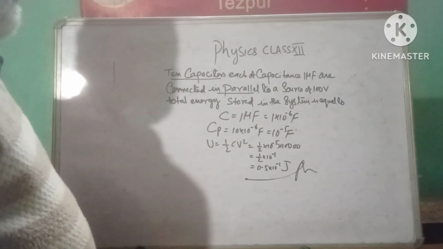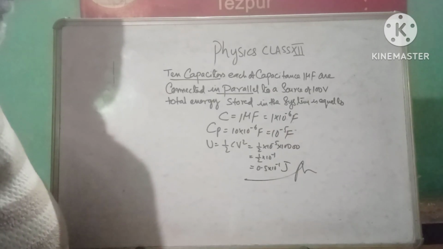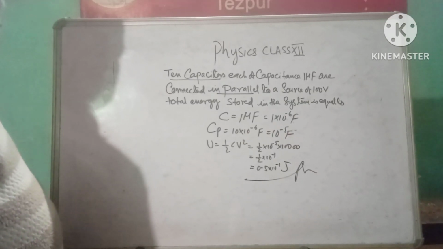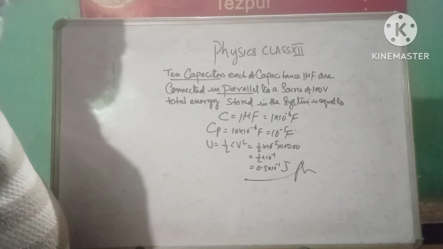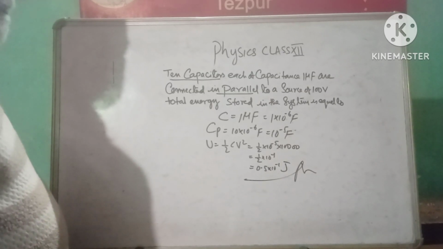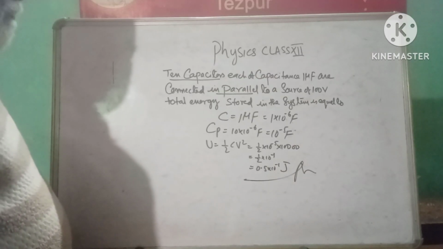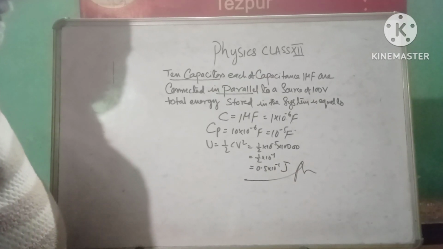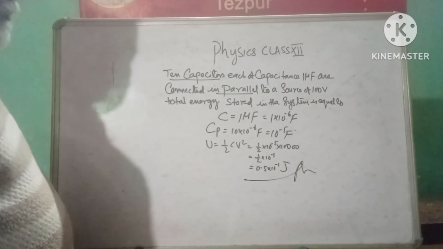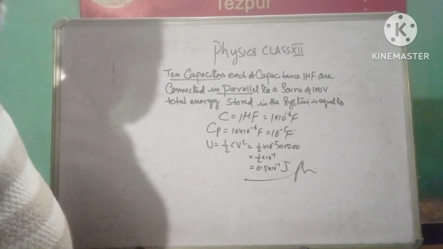Capacitance is 1 microfarad, so 1 into 10 to the power of minus 6 farad. Total capacitance: because there are 10 capacitors connected in parallel, they sum up, and this will be 10 into 10 to the power of minus 6, which is 10 to the power of minus 5 farad. Your energy formula is half CV squared, so this becomes this much joules.